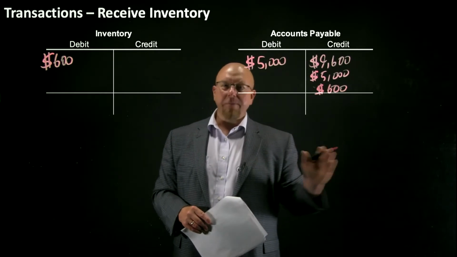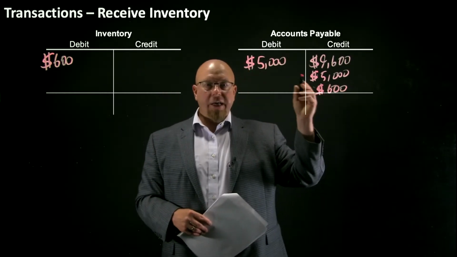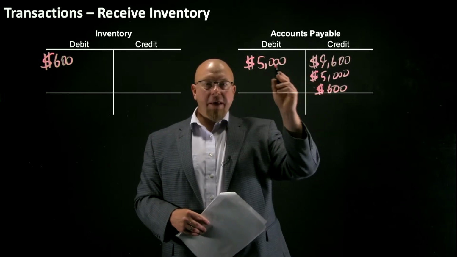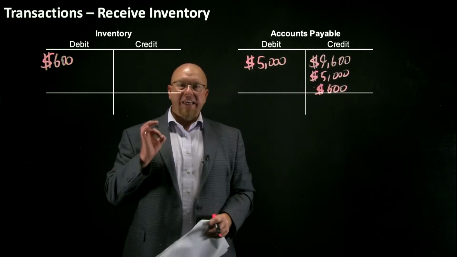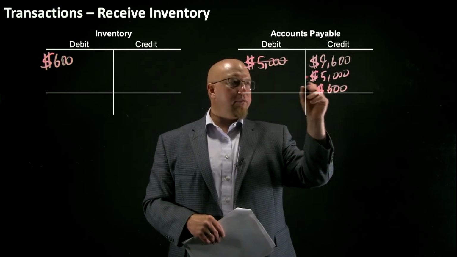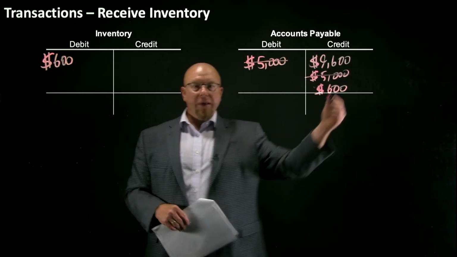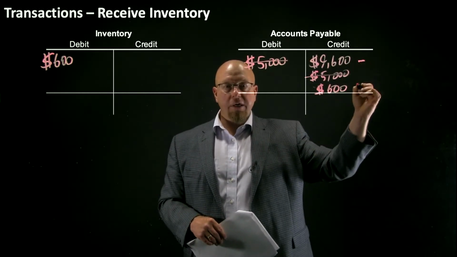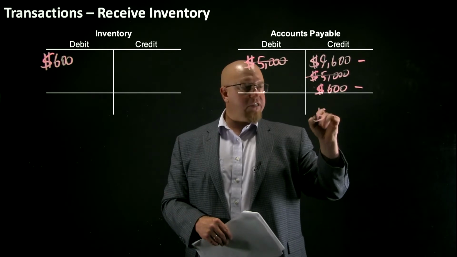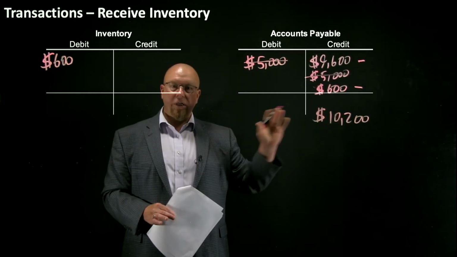I didn't list it there, but it was $9,600. If you look at this, and this is actually kind of a good way to look at things, the debit and credit of $5,000 cancel each other out. So let me just do that for illustration purposes. Pretend these don't exist because they're going to cancel each other out. That means that these two credits right here added together give us our final accounts payable balance of $10,200 credit.